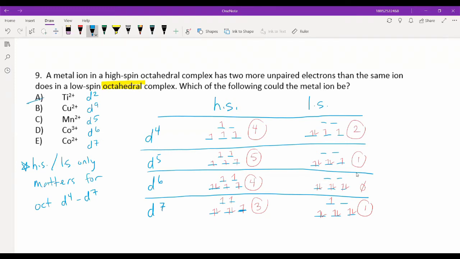So we know d1, 2, 3, or 8, 9, 10 would be the same either way. That would eliminate the first two options here. So d4 would actually be correct if that was an option. You can see that there's two more unpaired with the high spin than the low spin. So that would be one that we'd be looking for. Or d7, right? That has two more unpaired in the high spin case. So cobalt 2 plus out of these choices is the correct one.